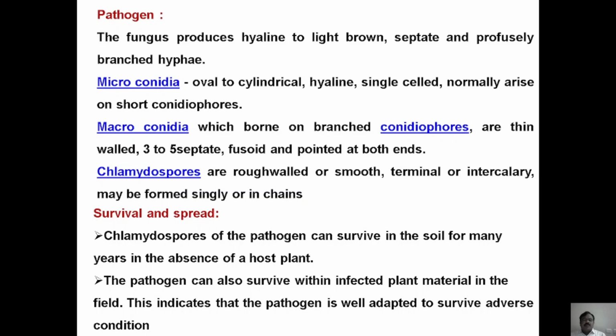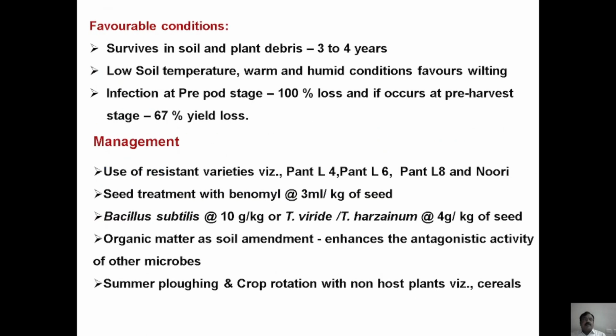So these chlamydospores can survive in the soil for a longer period even in the absence of the host. The pathogen survives in the infected plant debris and serves as the primary source of inoculum. The debris may remain viable, or the pathogen may remain active, for a period of 3 to 4 years. Low soil temperature, warm and humid weather, and high humid weather are favoring the wilting symptom.